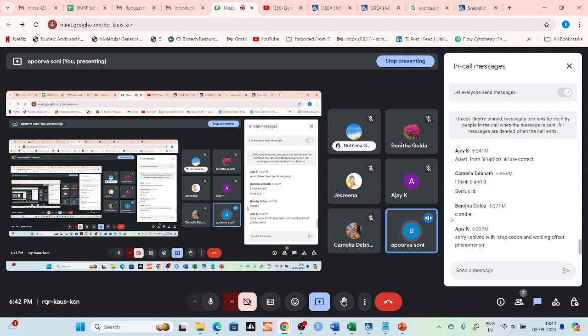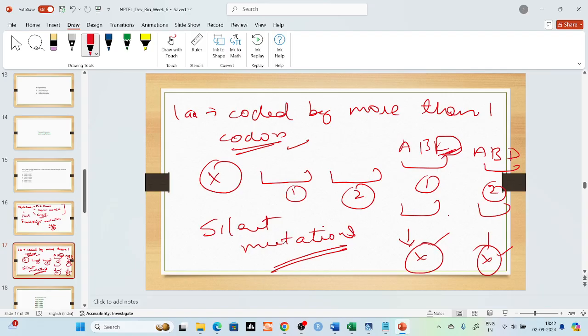Is it clear to everybody? What is the meaning of silent mutation? I hope silent mutations are clear to everybody. That means your mutation has happened in such a way that the mutated codon is also coding for the same amino acid. So it is a silent mutation.